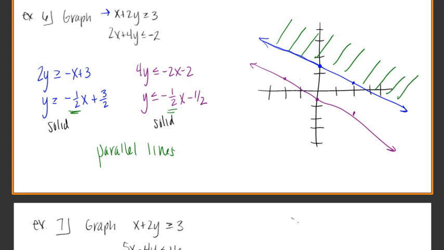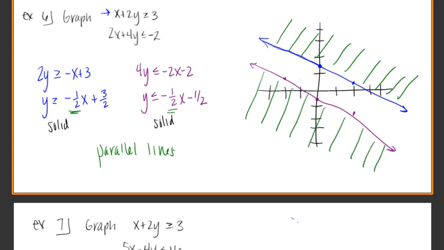Okay. Well, let's look at this purple one. It says I want all the y values that are less than that line. So what's smaller than negative 1/2 is negative 1, negative 2, negative 3, negative 4. So we're going to be shading down this direction.